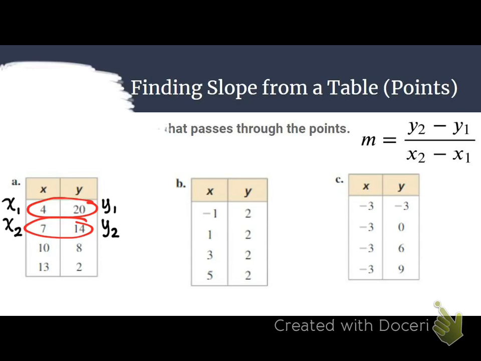So, if we start plugging in, my formula is m equals, put a big fraction bar. What number did I label as my y2? 14. Minus my y1, 20. On the bottom, my x2, 7, minus 4. Okay, 14 minus 20 gives me what? Negative 6 over 7 minus 4 gives me 3. You got that?